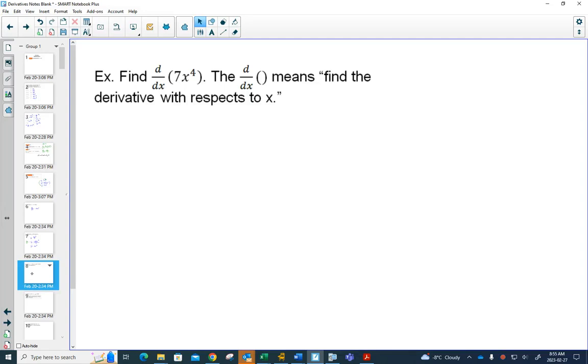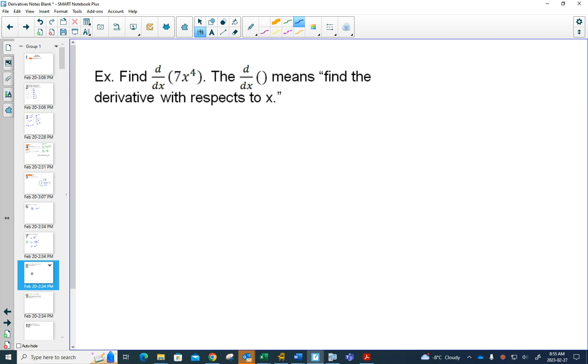And what you'll see in these questions as we go through them, I try to introduce as many different types of notations that you could possibly see in university or in different textbooks, just to get used to it. Here is another way of asking the derivative. It says find d dx. The derivative is dy dx.